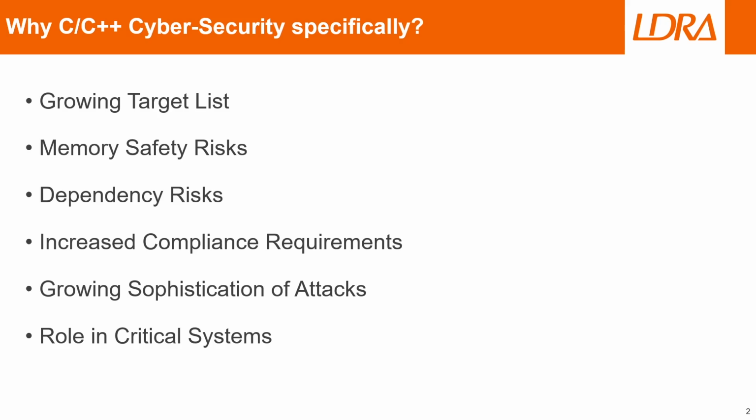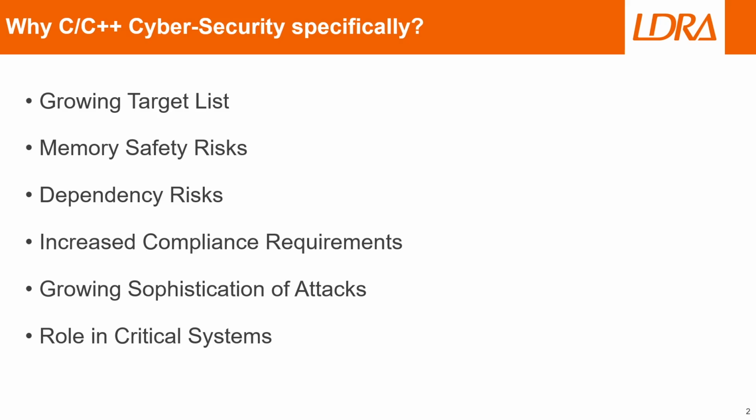The first being that we have a growing target list when it comes to C and C++ being used in critical infrastructure and embedded systems. This means that there's lots of different targets for these potential cyber attacks. In C and C++, we also run the risk of having memory safety risks, and these are going to be things like buffer overflows, dangling pointers, memory leaks. These are things that make C and C++ more difficult to manage from a cybersecurity perspective.